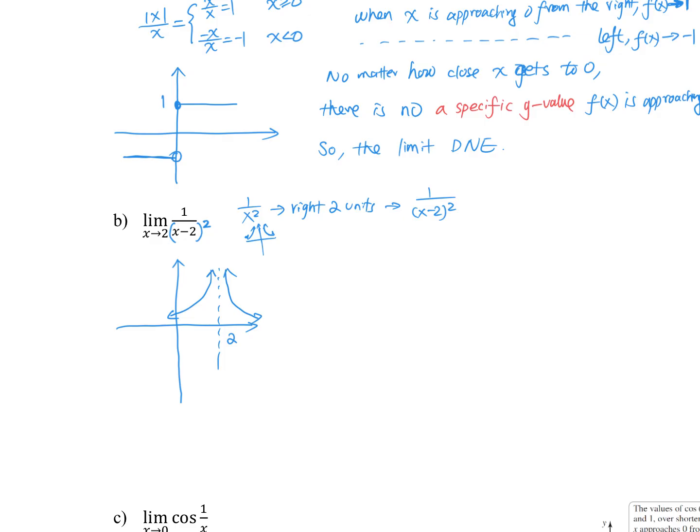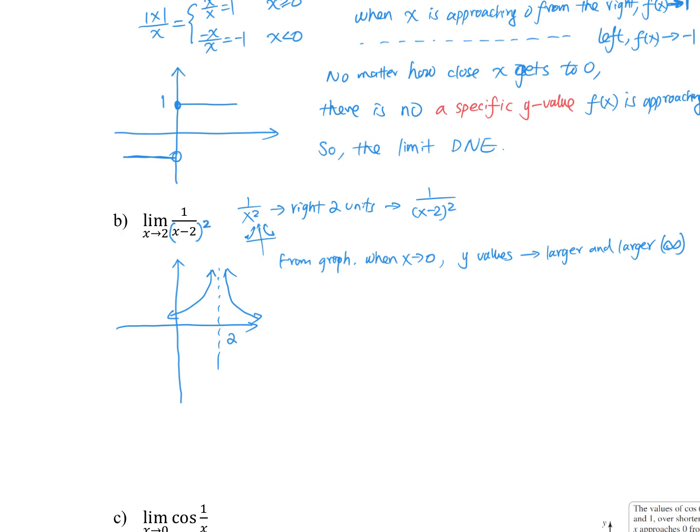So let me quickly write this down. From the graph, we see that when x is approaching 2, getting closer to 2, the y value is getting larger and larger, right? Larger and larger, basically infinity.